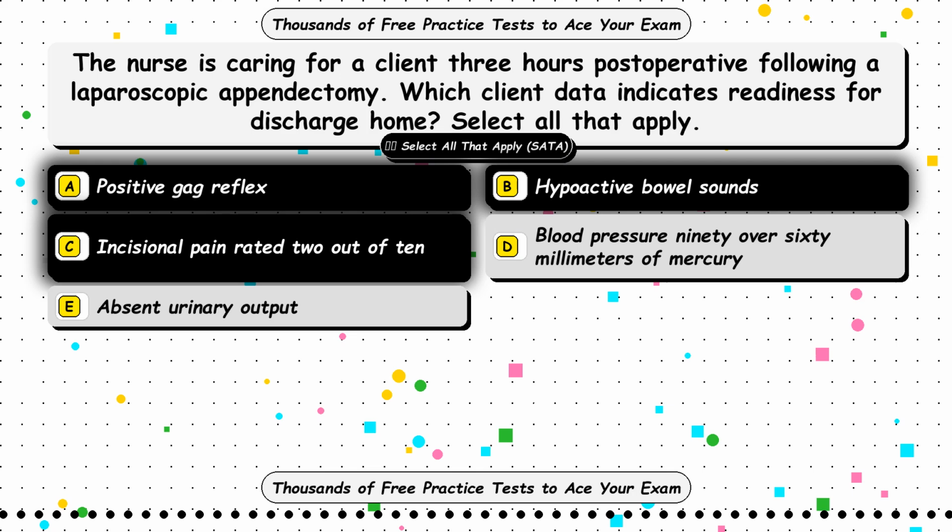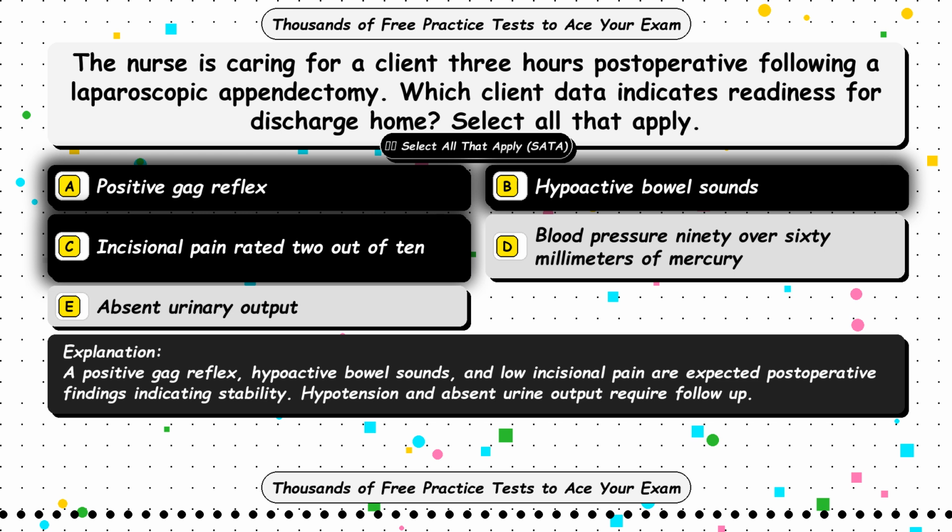The correct answers are options A, B, and C: positive gag reflex, hypoactive bowel sounds, incisional pain rated 2 out of 10. A positive gag reflex, hypoactive bowel sounds, and low incisional pain are expected postoperative findings indicating stability. Hypotension and absent urine output require follow-up.